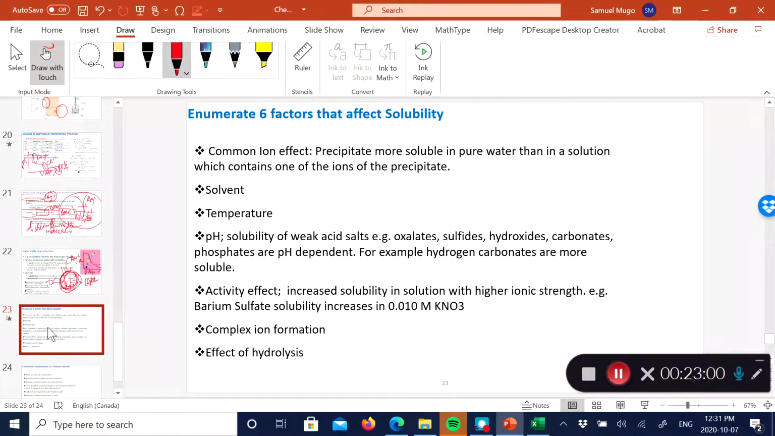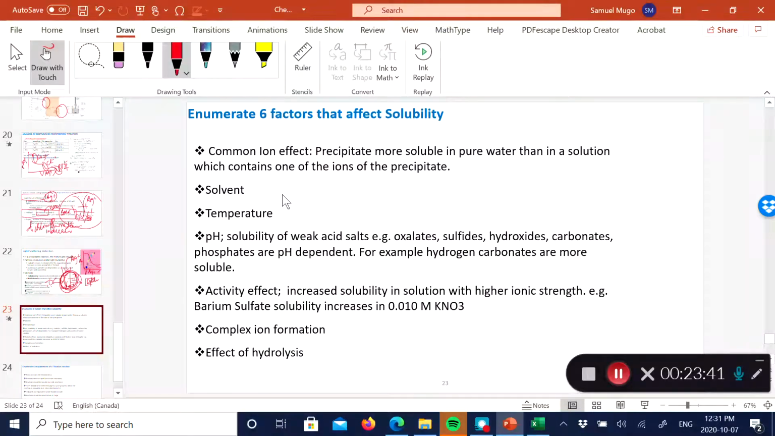So lastly, to conclude, you may be asked to enumerate factors that affect solubility, and we've covered them based on solubility product equilibrium. Now remember, we said common ion effect affects solubility. If at all you are dissolving a salt in pure water, it's gonna be very different than if you are dissolving it in a solution that contains a constituent ion of that salt, or what we are calling the common ion effect. And remember, we gave you an example on that.